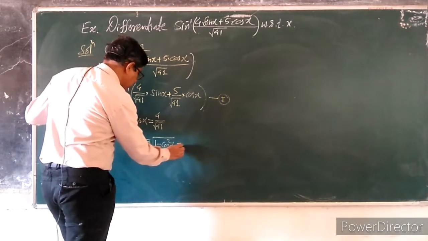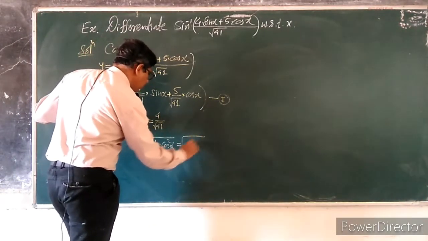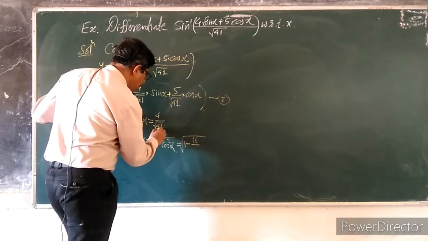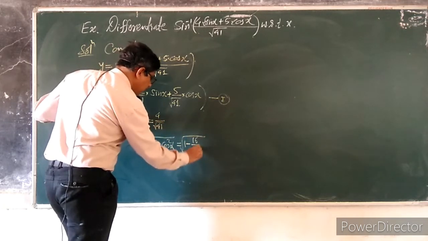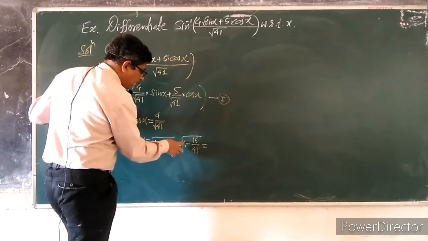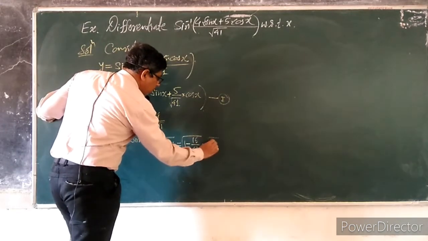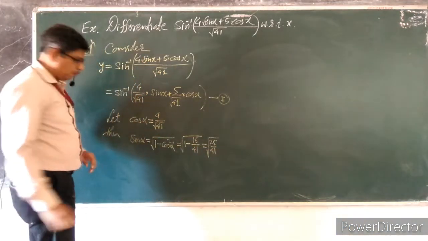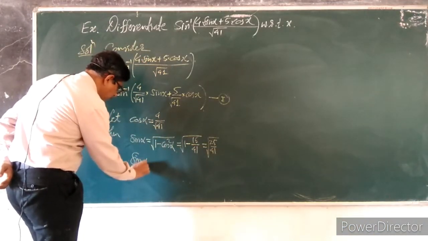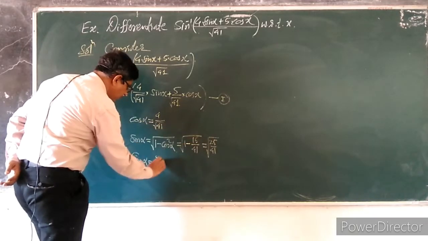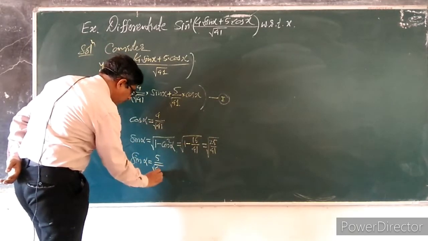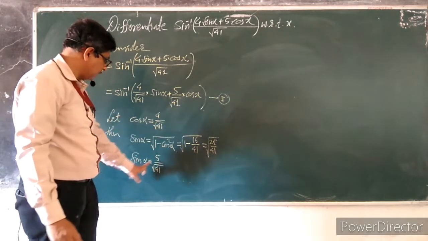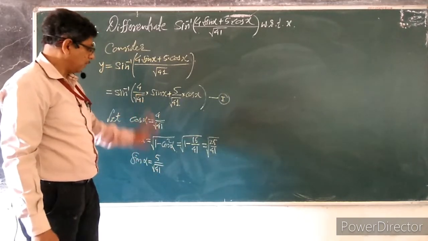So this can be written as root of 1 minus 4 square is 16 divided by root 41 square is 41. And we are getting this is 41 minus 16, it is root of 25 divided by 41. And so we are getting sin alpha is equal to square root of 25 is 5 divided by root 41. So if we consider cos alpha is equal to 4 by root 41, now we are getting sin alpha is equal to 5 divided by root 41.